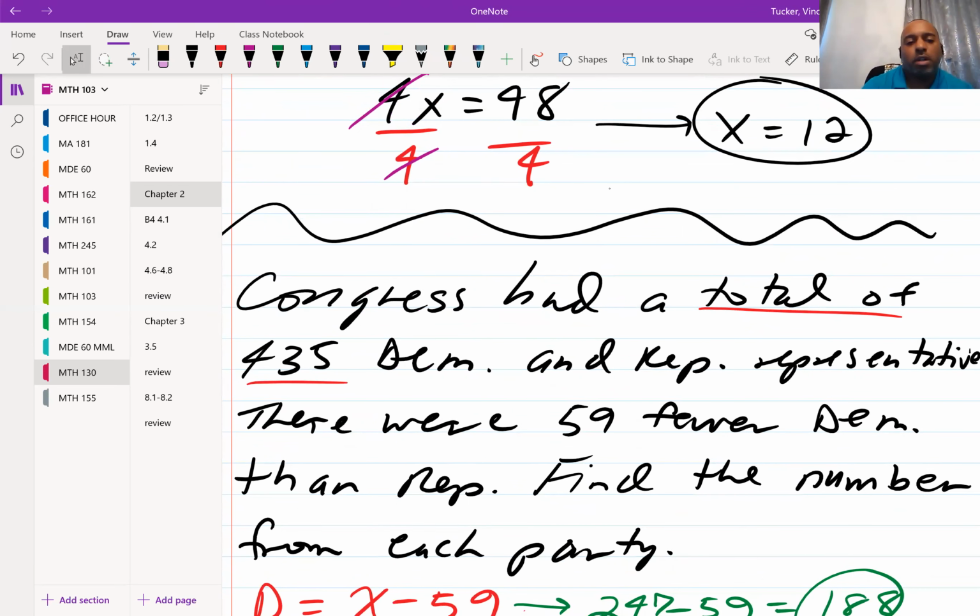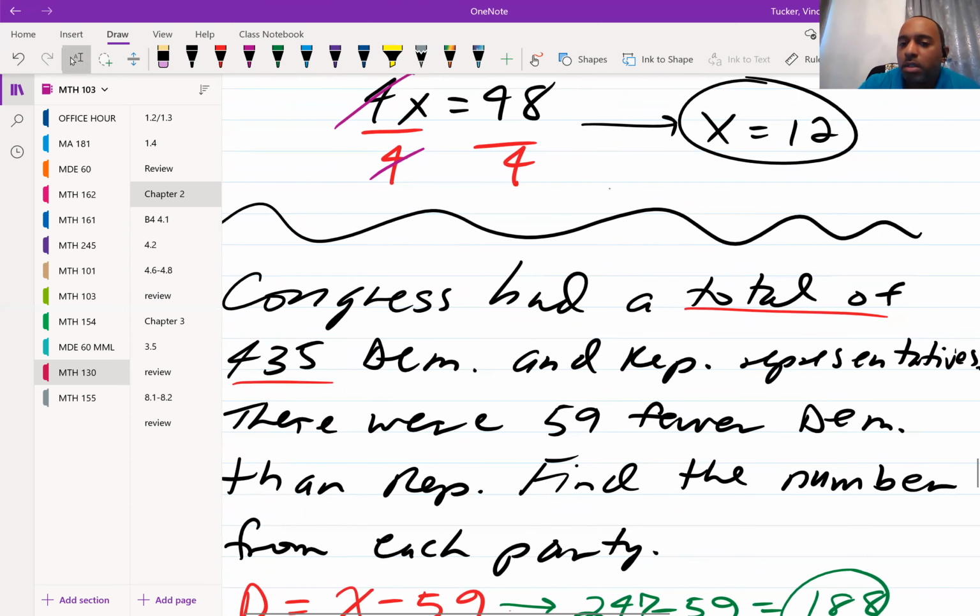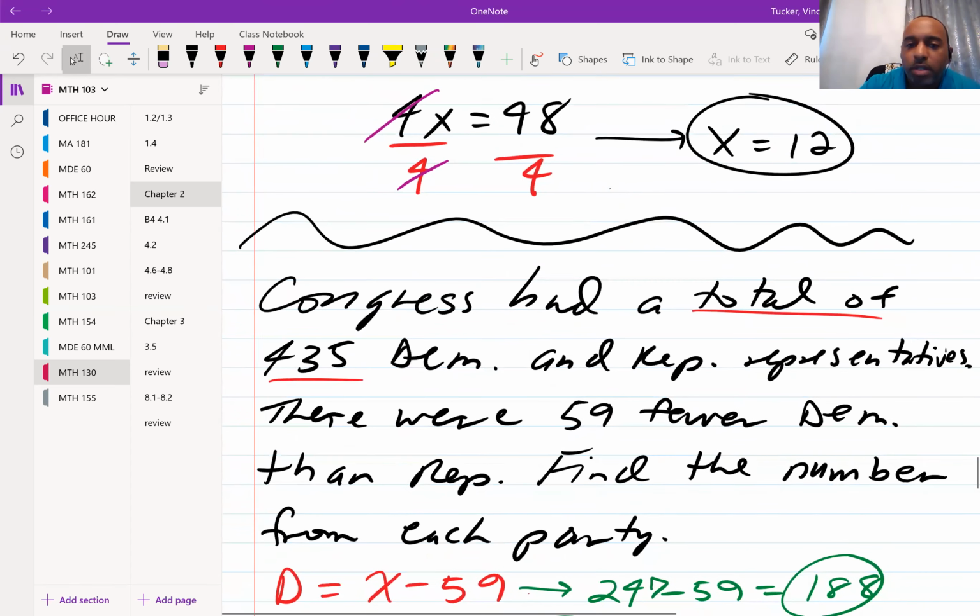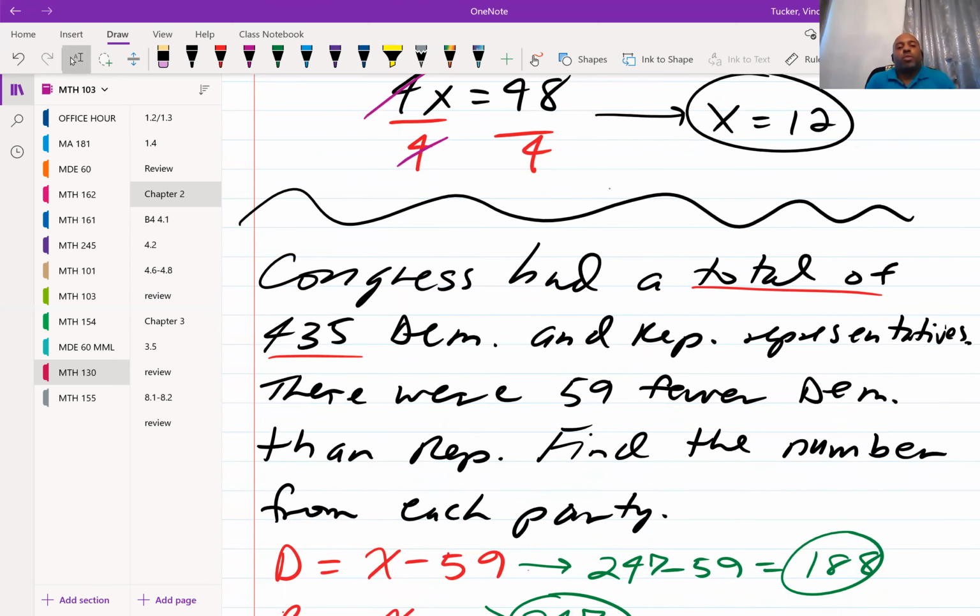Congress had a total of 435 Democrats and Republican representatives. There were 59 fewer Democrats than Republicans. Find the number from each party.